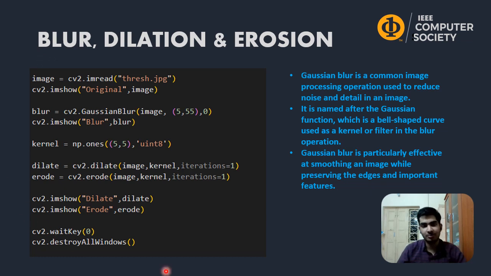Now we will learn something about blur, dilation, and erosion. Gaussian blur is a common image processing operation used to reduce the noise and detail in an image. It's named after the Gaussian function, which is a bell-shaped curve used as a kernel or filter in the blur operation. Gaussian blur is particularly effective at smoothing an image while preserving the edges and important features. Now, as usual, we are reading and displaying the image. Here we are using the Gaussian blur function. It's an inbuilt function for blurring an image.